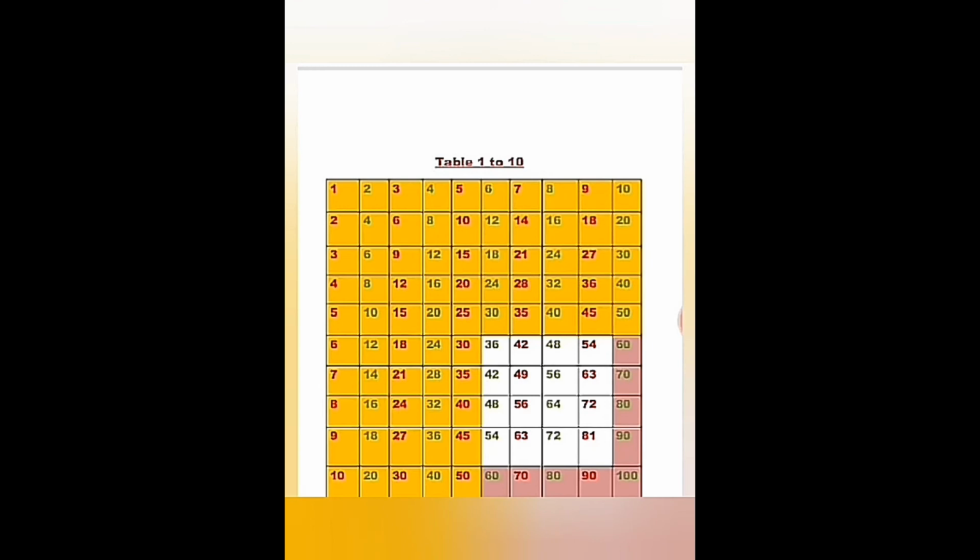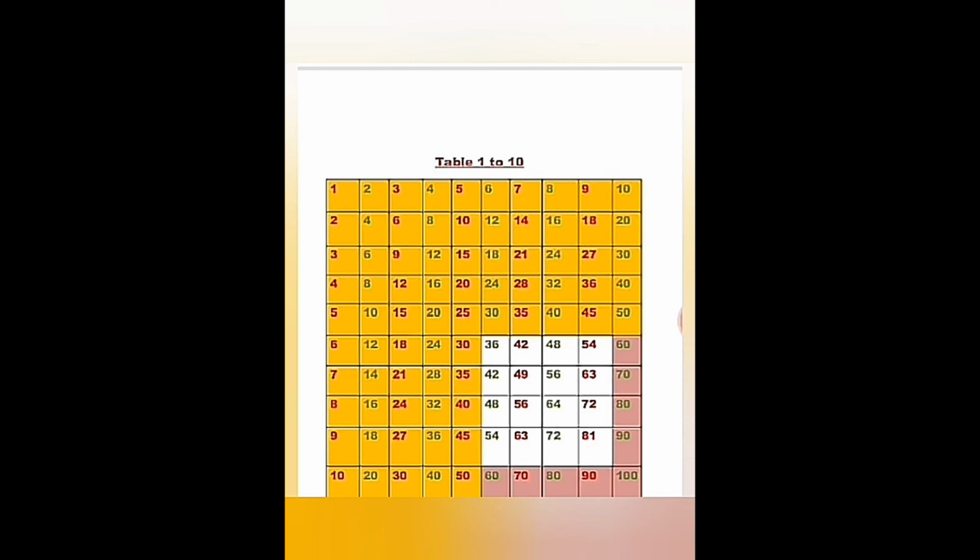And what about the pink part? Pink part is the table of 10, which is very easy. And now talk about this white portion. The white portion is the only 16 numbers that you have to learn after learning up to 5 to complete the table up to 10. So let us do it.